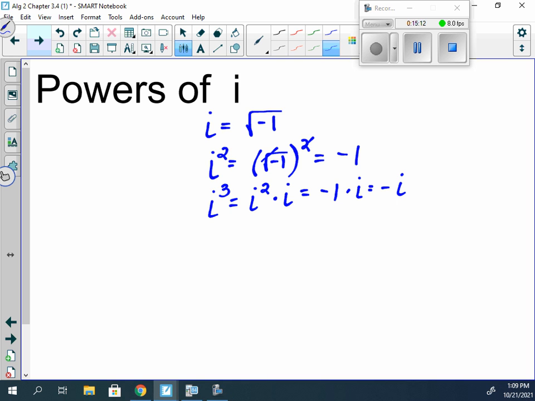i cubed is -i. Well, i to the 4th, that's the same as saying i cubed times i. Well, i to the 3rd is -i. Well, -i times i would be -i squared. Now, what was i squared? So we have -(-1), which is just 1.